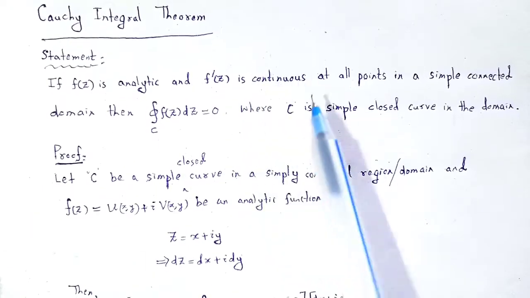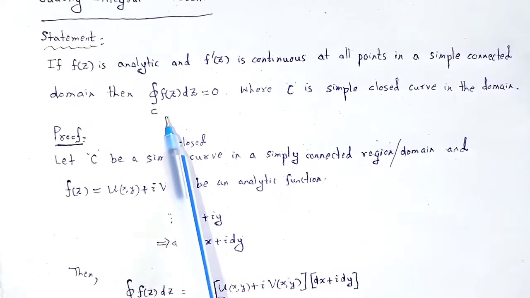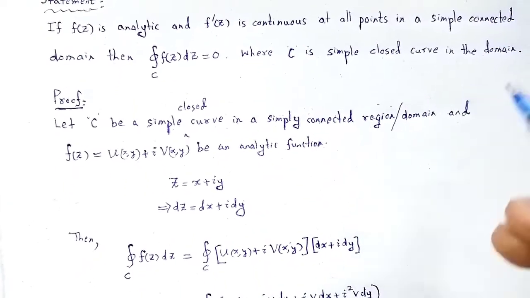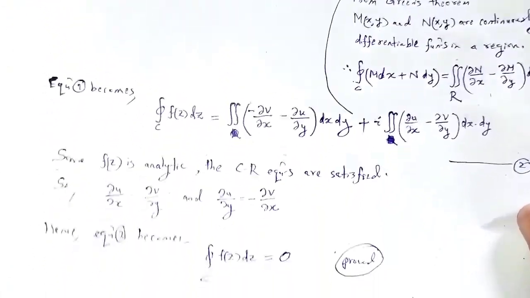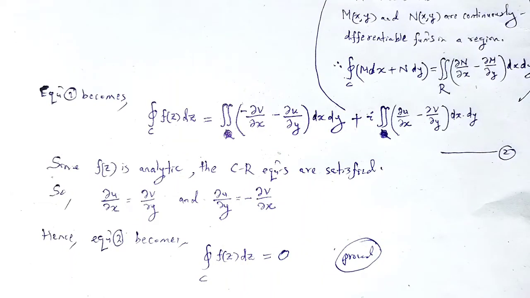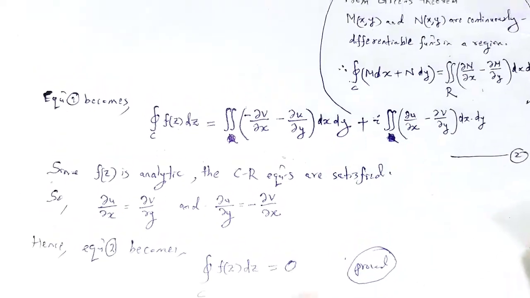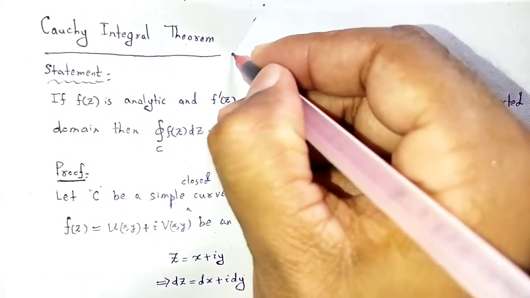So Cauchy's integral theorem is proved, as f(z) is analytic and continuous at all points in a simply connected domain. In a simply connected domain, the closed curve integration of the function will be 0. Here we take a simple closed curve in the domain. Next, we can extend Cauchy's integral theorem. Here we assumed that the domain is simply connected and the function is analytic and its first order differentiation f'(z) is continuous in the given domain. So for a multiply connected domain, how do we use Cauchy's integral theorem? Generally we say it as Cauchy's integral theorem or Cauchy's theorem.